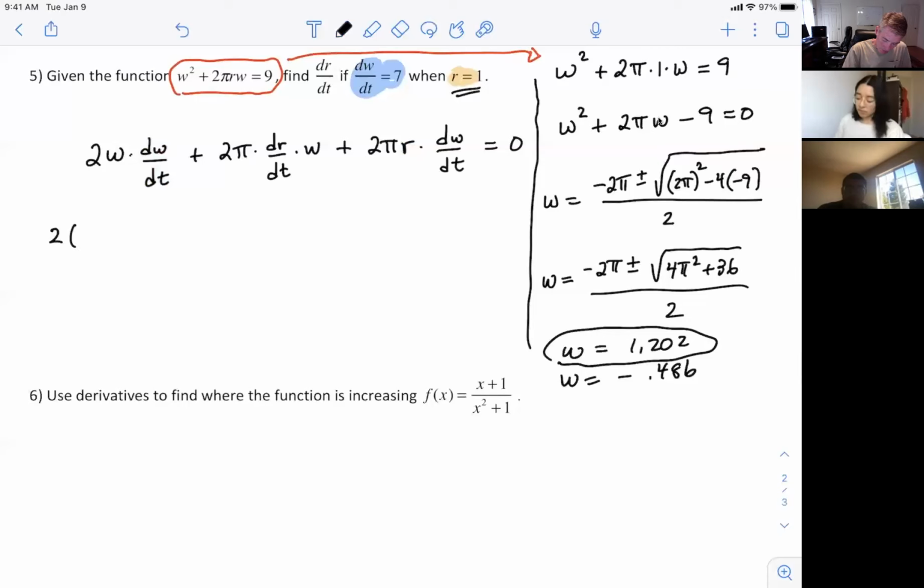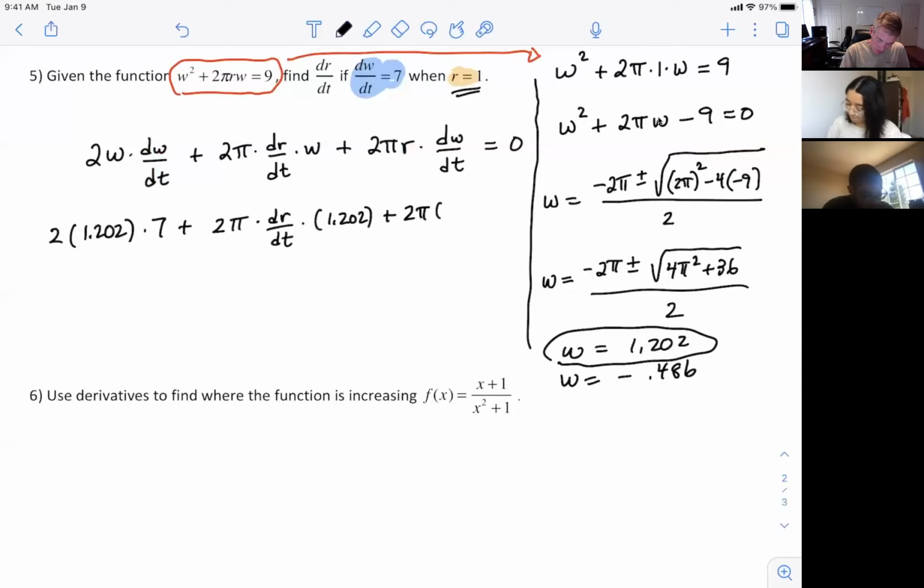So 2 times 1.202, and then dw dt, that was given to be 7. And then 2 pi times dr dt, and then times w, so 1.202 plus 2 pi, and then replace r with the 1, and then times dw dt, so that's a 7, equals 0.